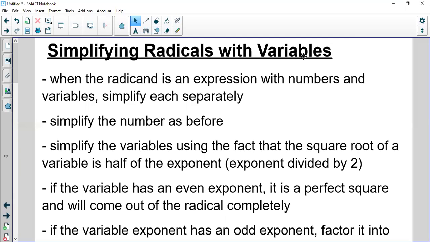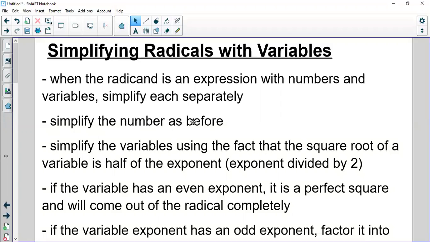Sounds scarier, believe it or not, it's actually easier. The variables are easier to do than the numbers are. It's a simple rule. When the radicand is an expression with numbers and variables, you're going to simplify each one separately. You'll do the number by itself, simplify that, and then you'll take the variable and simplify that.